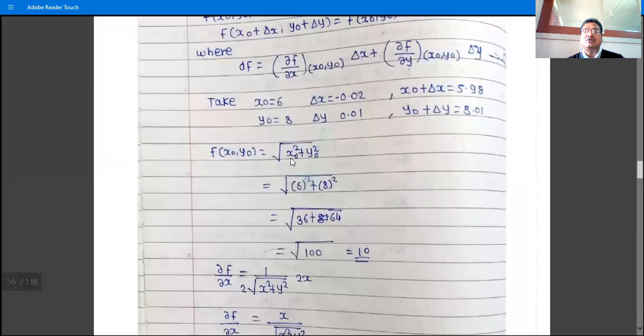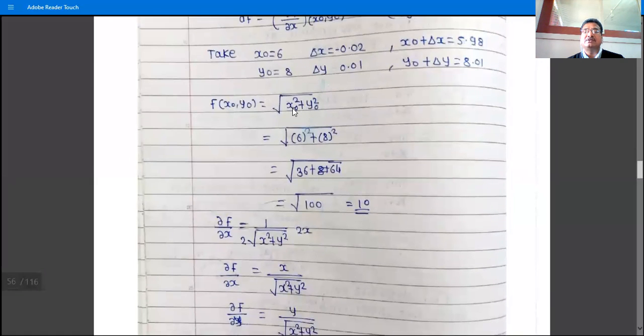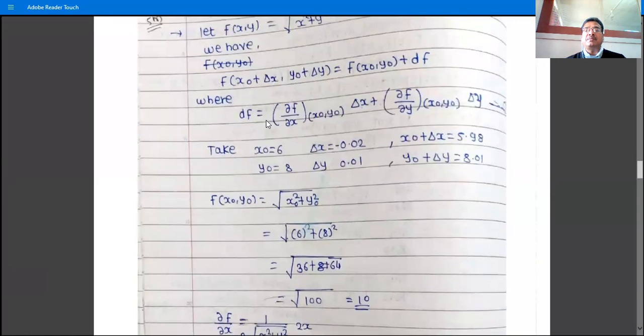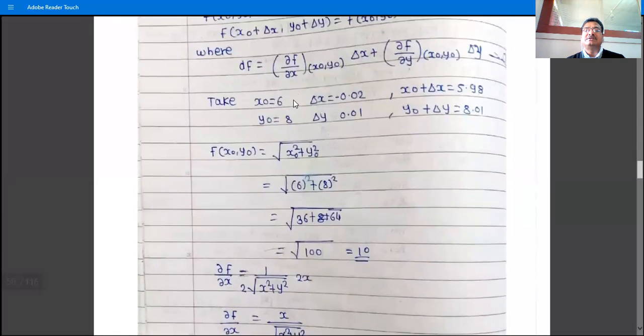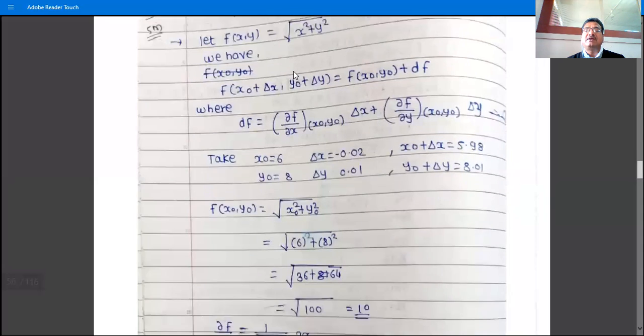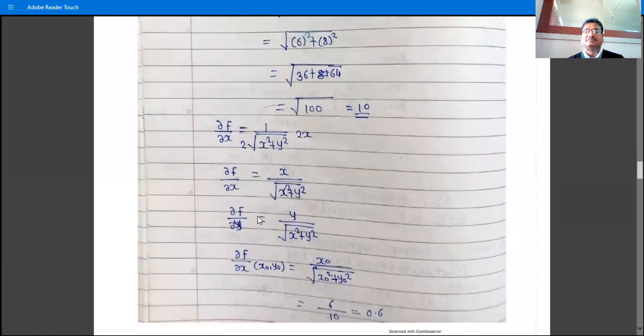So what is f(x naught, y naught)? This is f(x, y), root of x square plus y square. So f(x naught, y naught) is root of x naught square plus y naught square. x naught is 6, y naught is 8, and therefore we have the answer 10. Then we have to find df. df is the partial derivative with respect to x at (x naught, y naught). So first find the partial derivative with respect to x. This is f(x, y), its derivative with respect to x is 1 by 2 times root of x square plus y square into the derivative of x square plus y square, which is 2x.